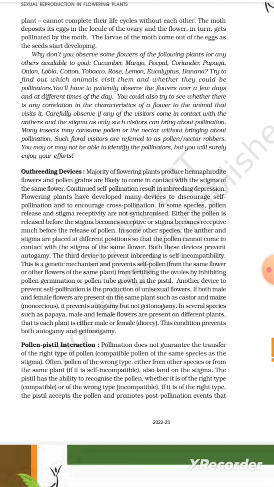If both male and female flowers are present on the same plant, such as castor and maize (monoecious), it prevents autogamy but not geitonogamy. In several species such as papaya, male and female flowers are present on different plants, that is, each plant is either male or female (dioecious).